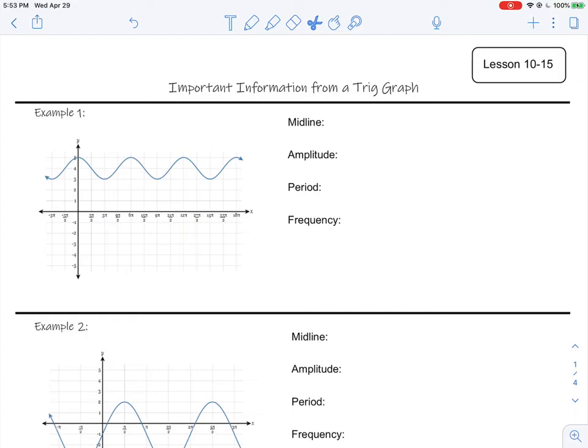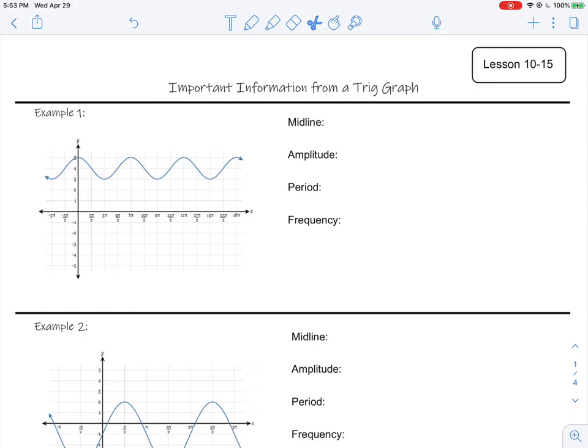As we're getting to the end of this unit, we're going to start taking all of the information that we have so far and just put it all together. So today we're going to pull all of the important information looking at a trig graph. We're going to be identifying midline, amplitude, period, and frequency, all things that we've identified before, but now we're just going to throw it all together in one day.